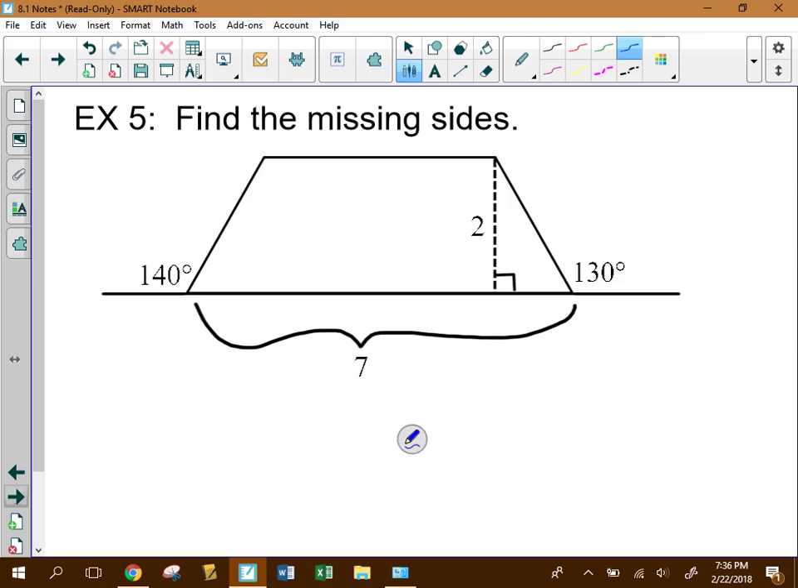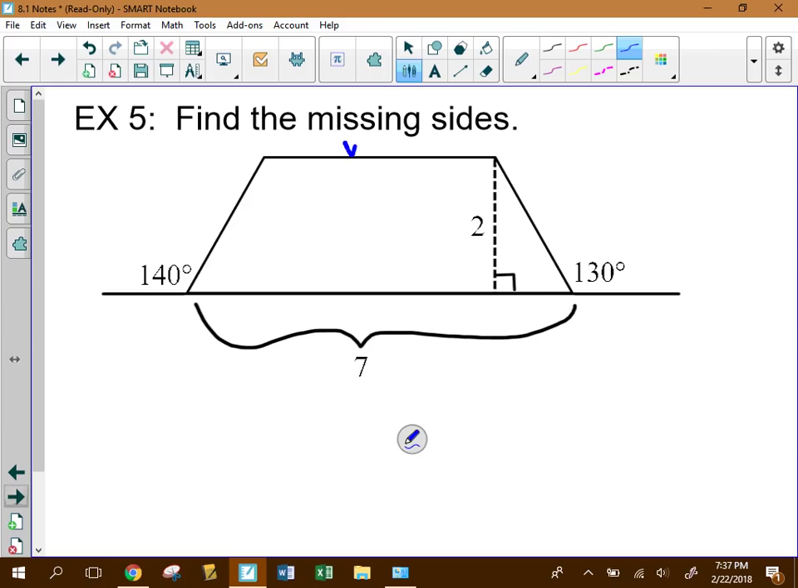The last thing then is, if I give you a picture like this, you should recognize this as a trapezoid. It has one set of parallel sides. You should be able to find all the missing sides. So what is missing? Well, I'm just going to label them. You can label them whatever you want.